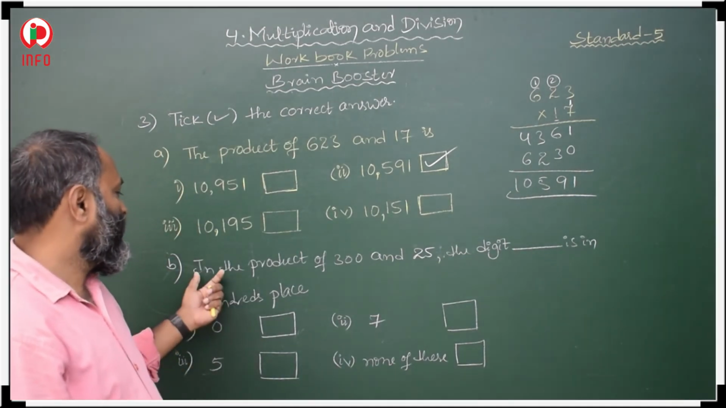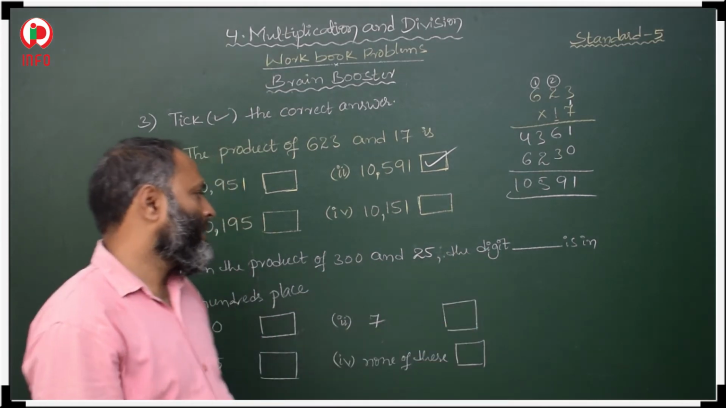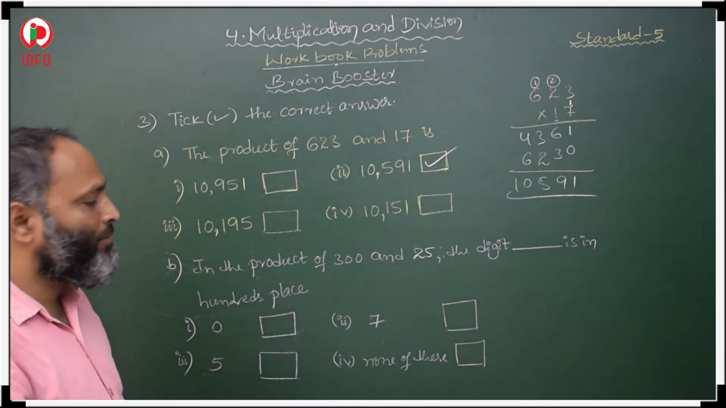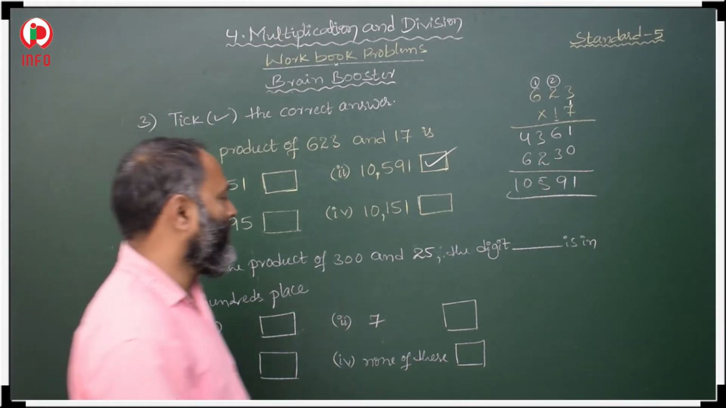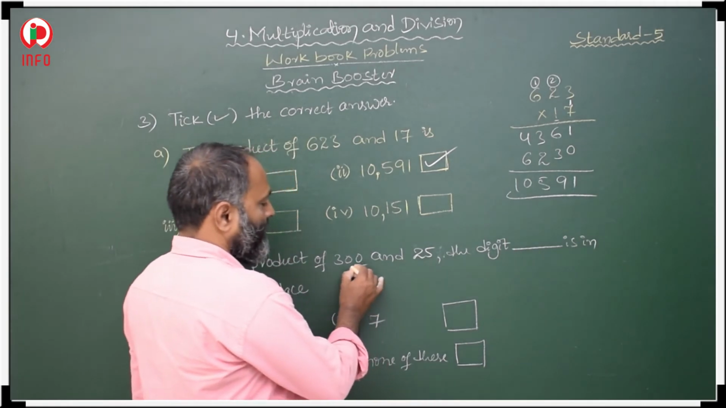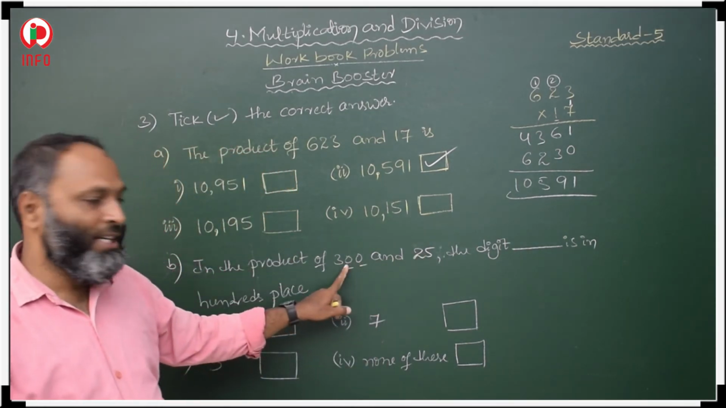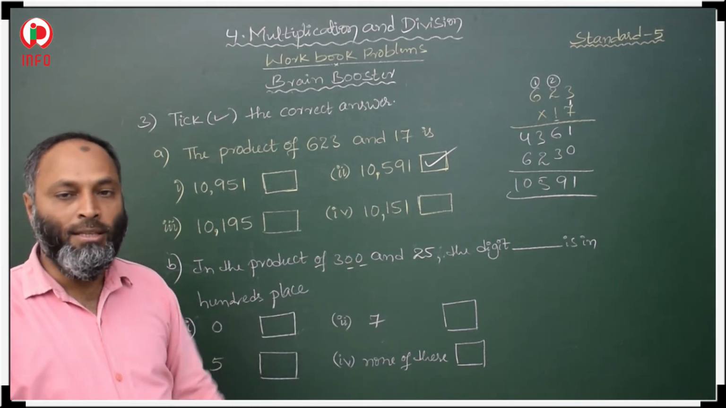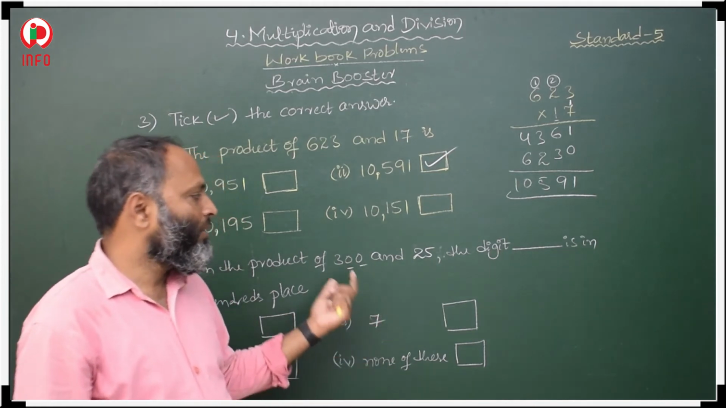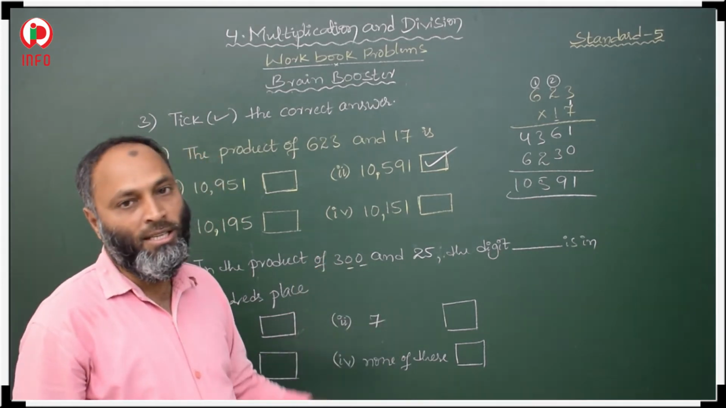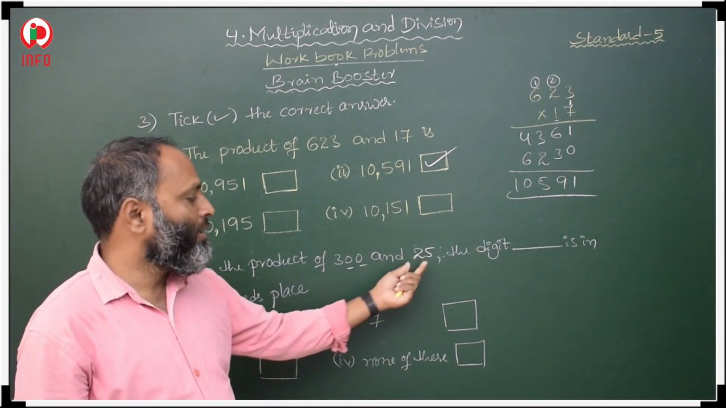Next. In the product of 325, which digit is in the hundreds place? In the hundreds place, the digit is 0. How is it? See here. This is in the hundreds place. If any number is multiplied with 0 in that place, the answer is 0 only. So it is direct. How do we know this? It is a 0 or any other number, so this is generally understood.